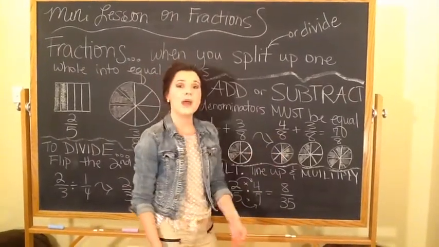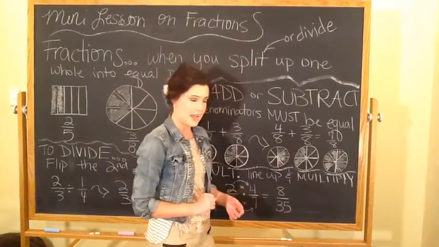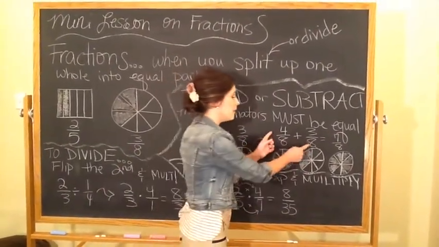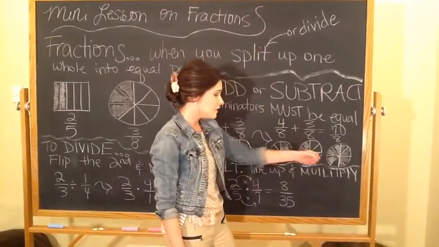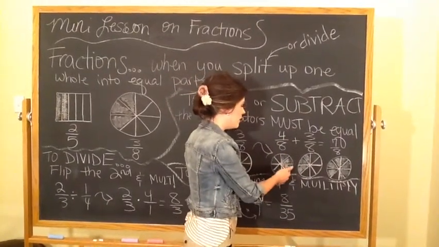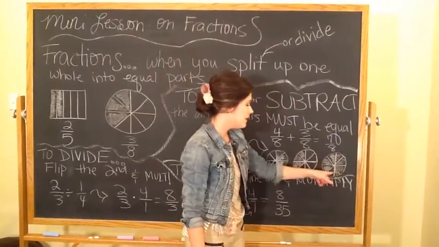But now we can combine them. I have 1, 2, 3, 4 parts of the 8, and I have 1, 2, 3 parts of the 8. So now that our denominators are equal, we can just add 4 plus 3. If this was a pizza, and I wanted to put these 4 into this box, you can put it in and you will see that you're missing 1 piece.